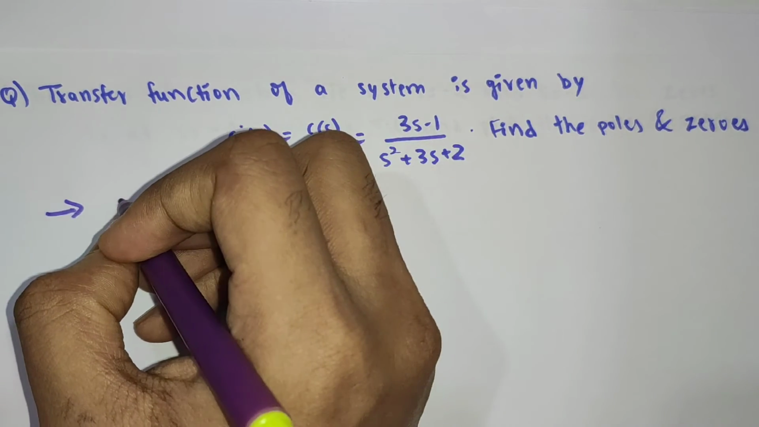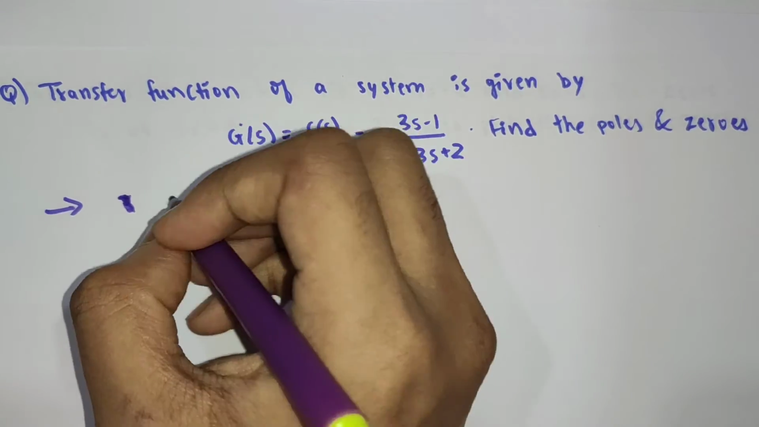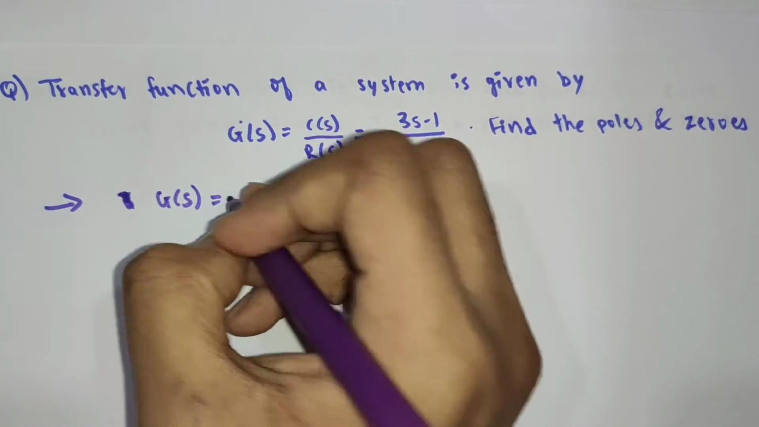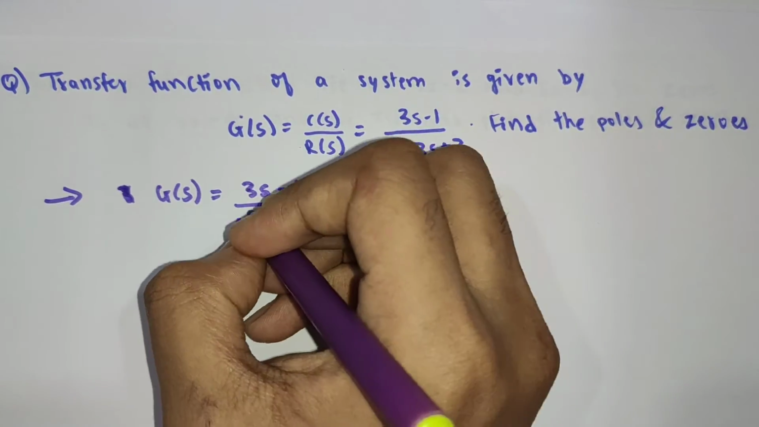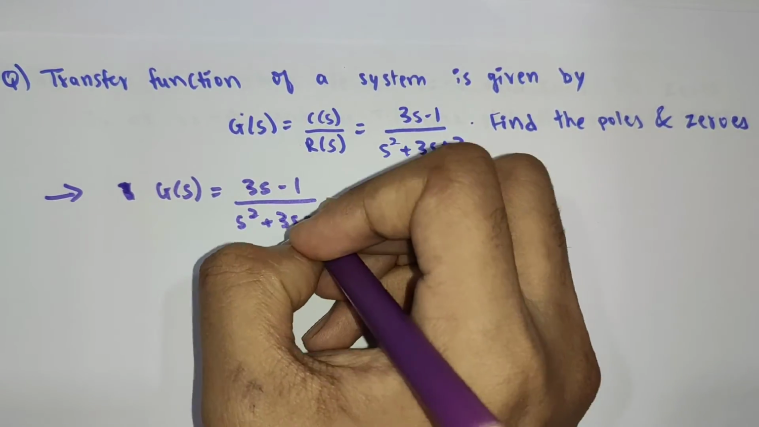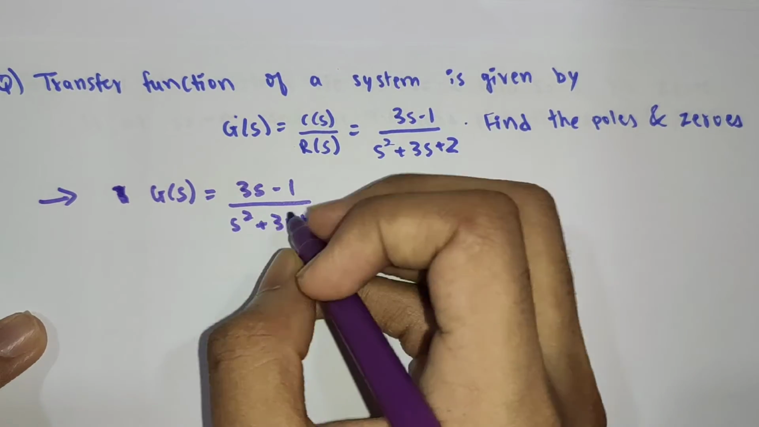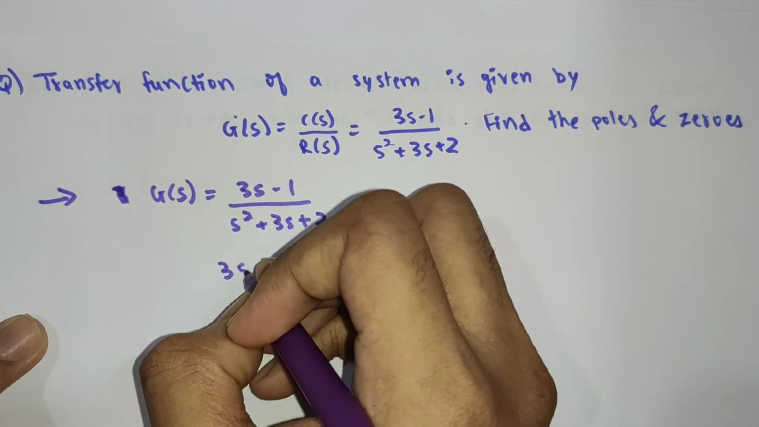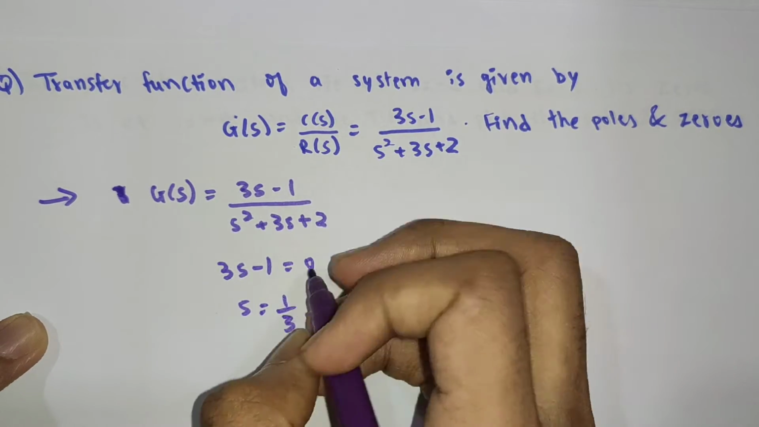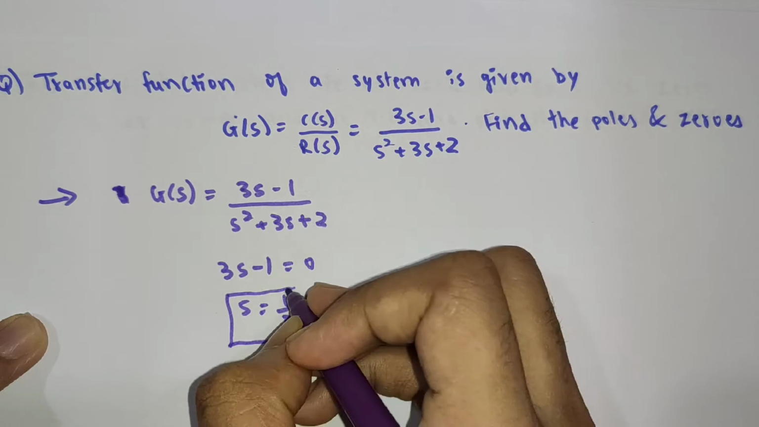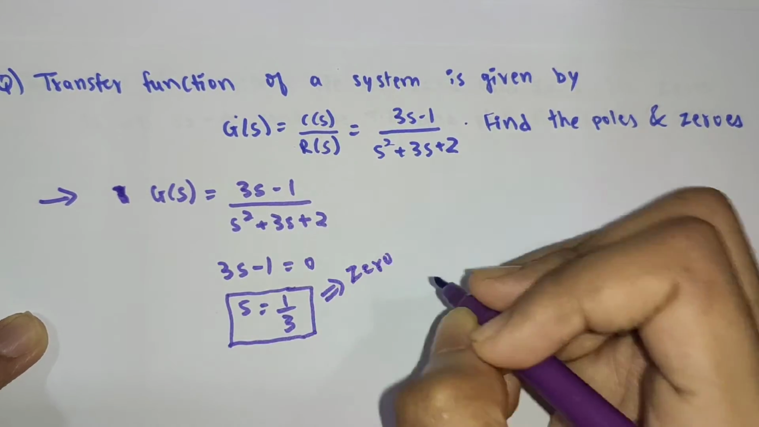So let's write 3. First, let's write the transfer function which is given. It is (3s minus 1) upon (s square plus 3s plus 2). Now to find the zero, let's equate the numerator to 0. So it will be 3s minus 1 equal to 0, and s is equal to 1 by 3, or the point at which the transfer function becomes 0. So this will be the zero.